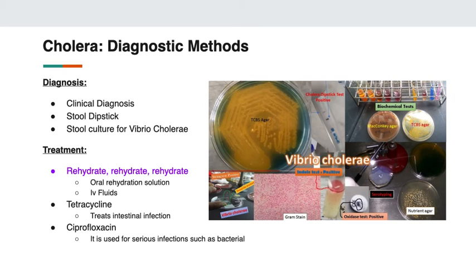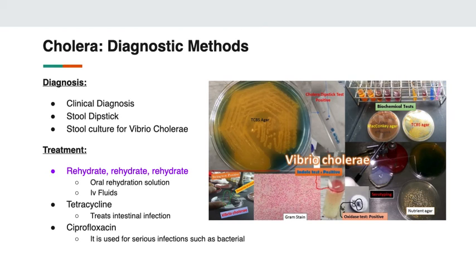What are the diagnostic methods? Some of the diagnoses are clinical diagnosis, stool dipstick, and stool culture for Vibrio cholerae. Here are just a few examples of how to distinguish if the person is affected by Vibrio cholerae. And here are some treatments.